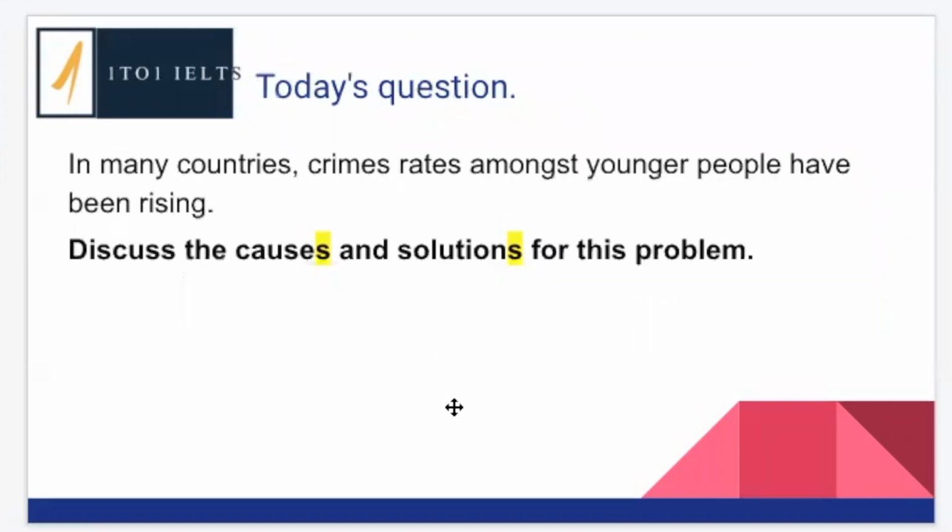So let's have a look at today's question. The question we've been looking at for the last couple of weeks is, in many countries, crime rates amongst younger people have been rising. Discuss the causes and solutions for this problem. So you'll notice in this question, I've highlighted the S in causes and the S in solutions. This is because this question wants us to give multiple causes and multiple solutions. That means 2 causes and 2 solutions.